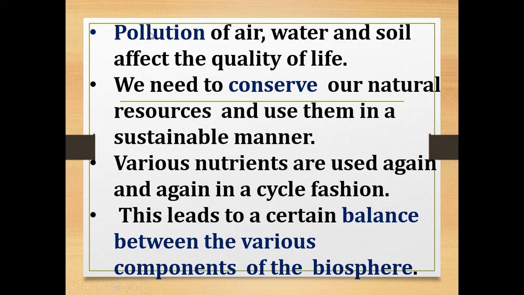Then in soil, water or air, various nutrients important for plant growth are present in the soil. These nutrients present in the soil are used again and again in a cyclic fashion. This leads to the balance between the various components present in the biosphere. About the cyclic fashion of the nutrients and how the ecological balance is maintained in the environment, we are going to briefly learn in this chapter.